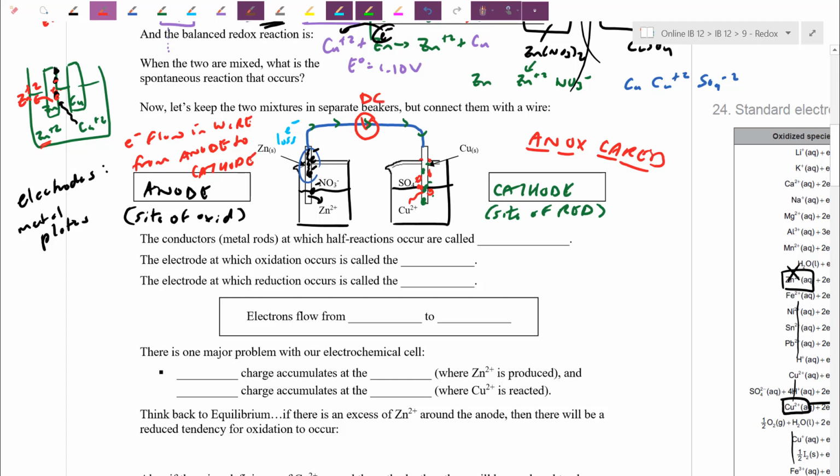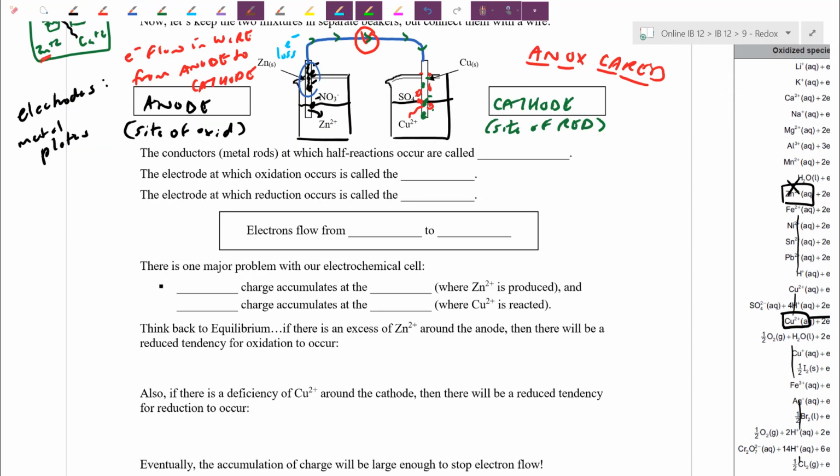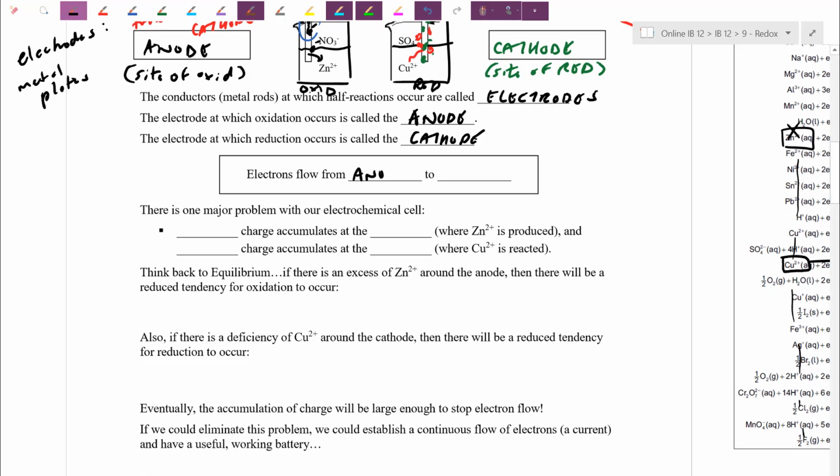Okay, so they flesh this out a little bit here. The conductors are metal rods at which the half reactions occur. Half occurs on the left side, half on the right side. The oxidation half is the anode side, and the reduction half, an ox, red cat, is the cathode side. The metal rods themselves are generally just called electrodes. They're just a temporary conducting surface that allows electrons to be deposited there shortly. This is a really important conclusion: electrons flow from anode to cathode. And again, I'm going to add here, through the wire.